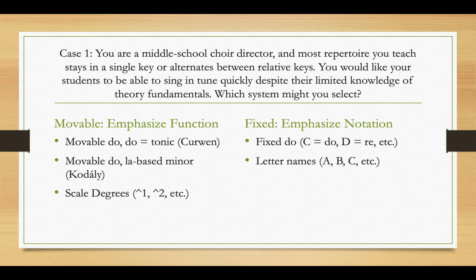The system that might be most appropriate for this circumstance is movable do with la-based minor. The reason for this is that the only piece of information that the students need to be able to identify in order to sight sing using this system is what the major key signature is. In many ways, you don't even necessarily need to know what minor is and where exactly the minor passages begin. All you really need to know is what the major key signature is. And because that's a fairly straightforward thing to teach students, this is one of the reasons why this particular system is extremely popular among educators, particularly those who specialize in middle school.